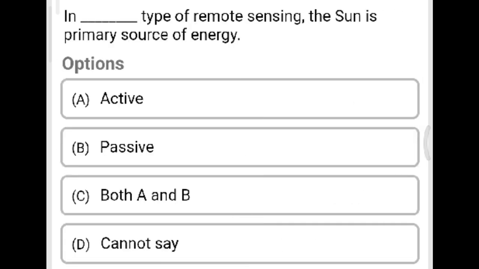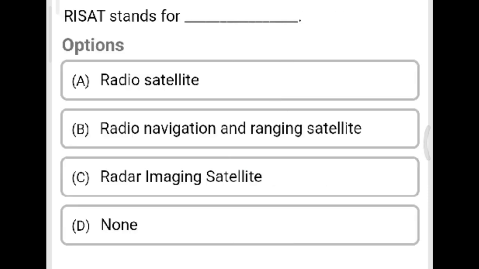Next question. In dash type of remote sensing, the sun is the primary source of energy. Option A active, option B passive, option C both A and B, option D cannot say. The correct answer is option B passive. Next question. RISAT stands for option A radio satellite, option B radio navigation and ranging satellite, option C radar imaging satellite, option D none of the above. The correct answer is option C radar imaging satellite.